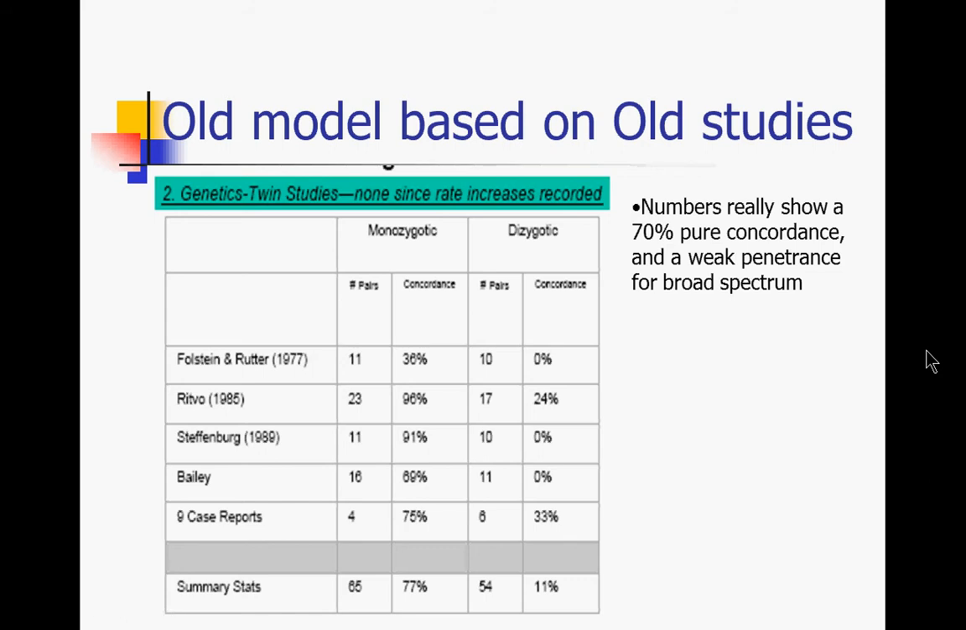identical twin having autism? Well, this first study said only about 36% would. This study said 96, this said 91, this said 69, this one said 75%. So you can see it's all over the map.